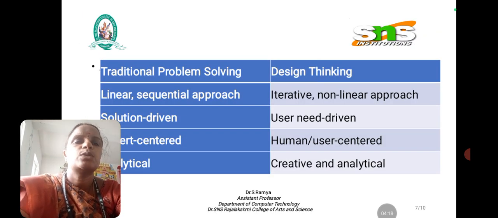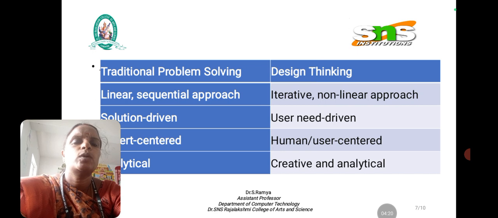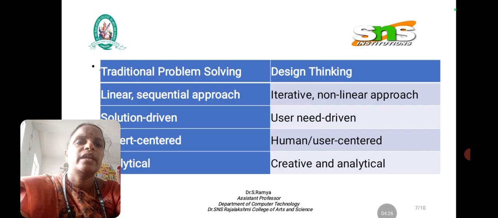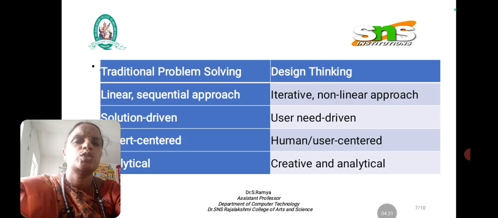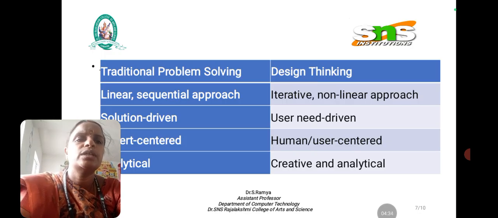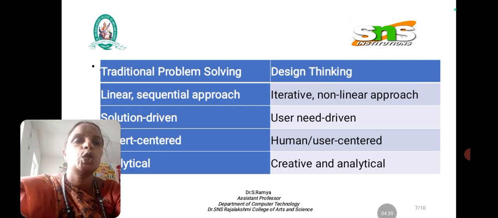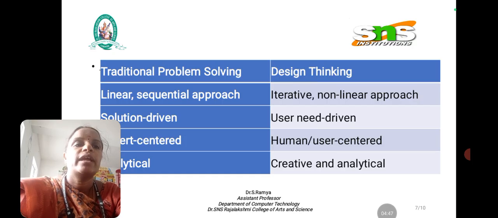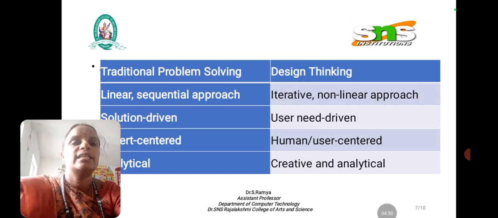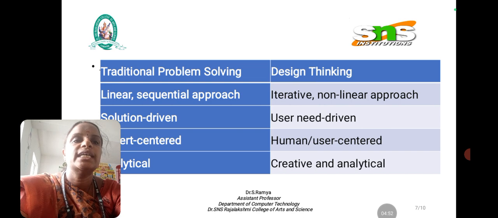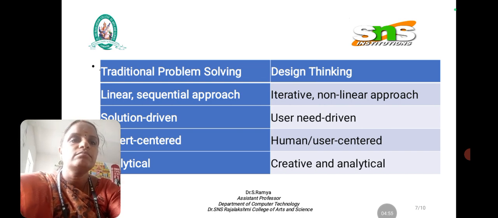Traditional problem solving versus design thinking. Traditional problem solving is a linear, sequential approach, whereas design thinking is an iterative and non-linear approach. Traditional problem solving is solution-driven; design thinking is user-based and need-driven. Traditional problem solving is expert-centered, while design thinking is a human and user-centric approach. Traditional problem solving is analytical, while design thinking is both creative and analytical. So these are the differences between traditional problem solving and the design thinking process.